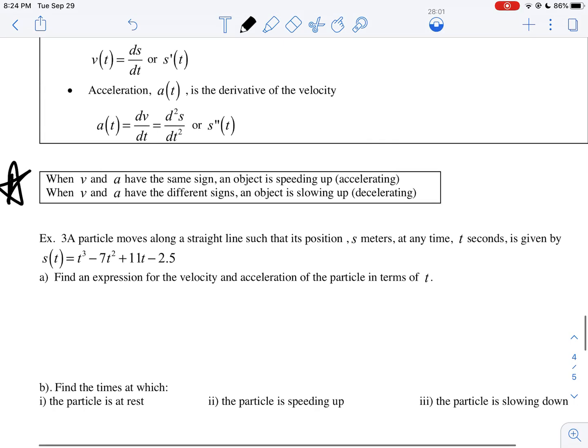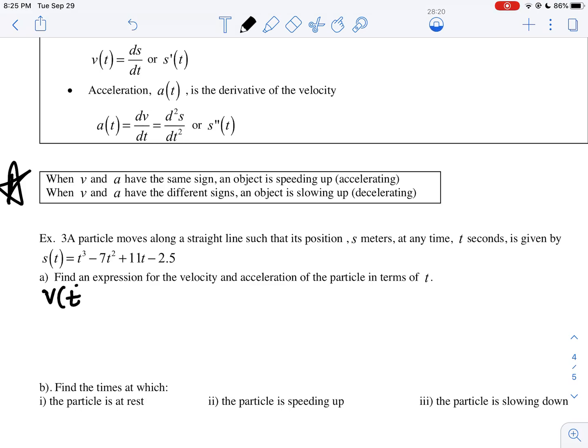All right, so these are actually fun to do. So let's look at example 3. A particle moves along a straight line such that its position, s meters at any time t seconds, is given by s of t. Find an expression for the velocity and acceleration.